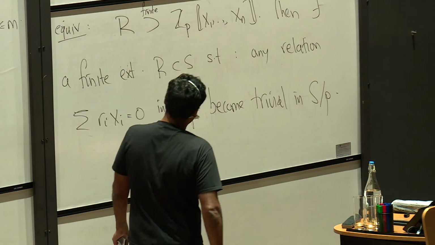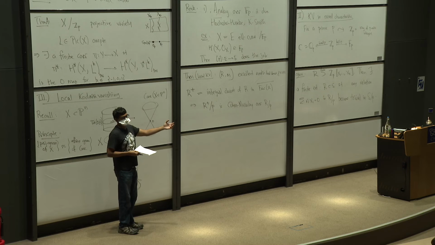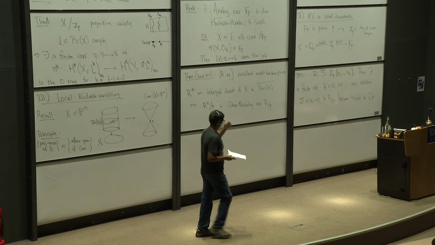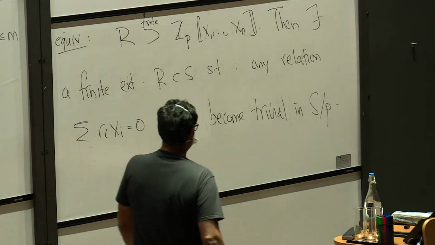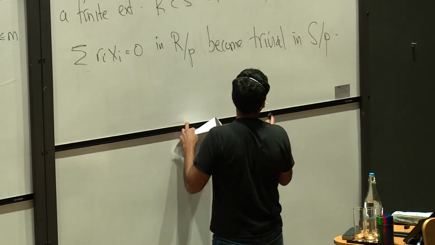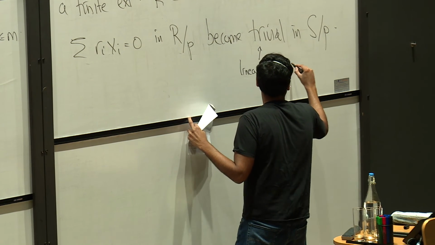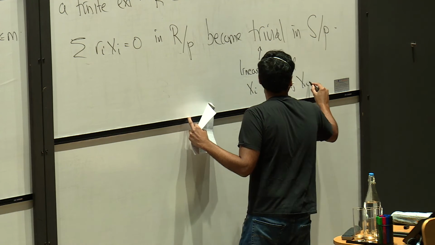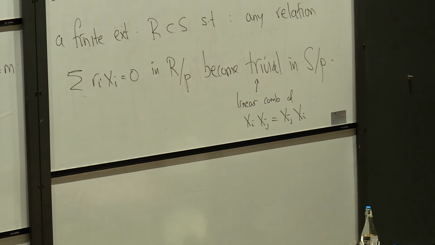And so what do I mean by trivial? There is an obvious relation in the picture, which is x_i times x_j is x_j times x_i. And the theorem is saying that essentially every relation is a linear combination of those relations if you allow yourself to go up to S mod P. So this is saying it's a linear combination of something like this. So technically what I'm saying is that the x_i's look like a regular sequence.